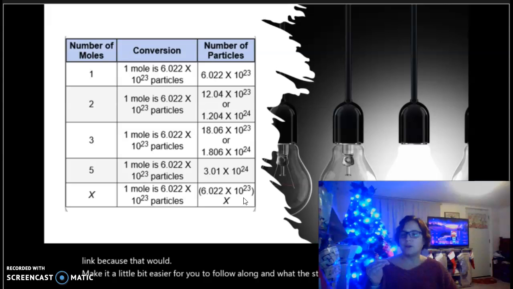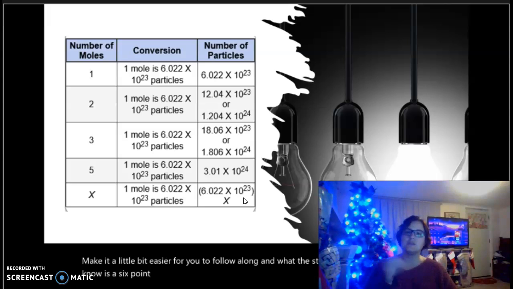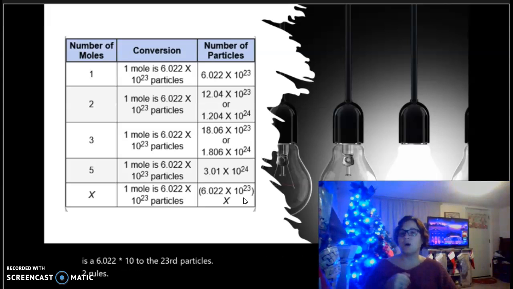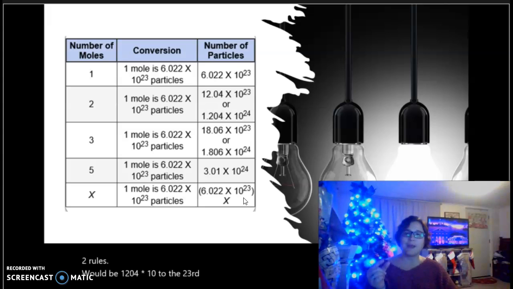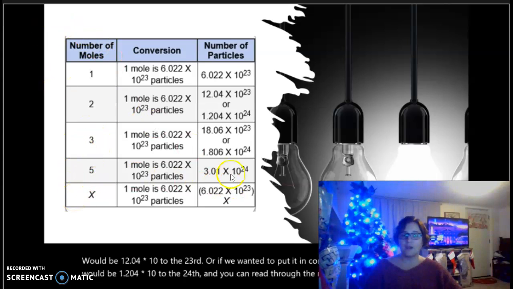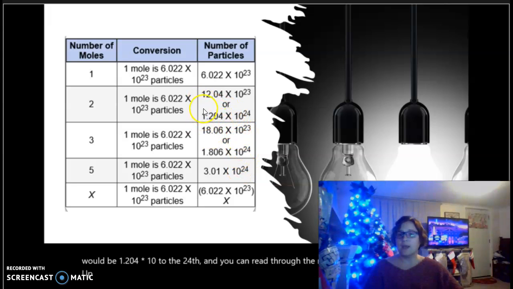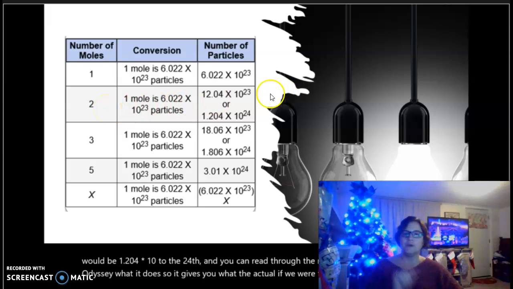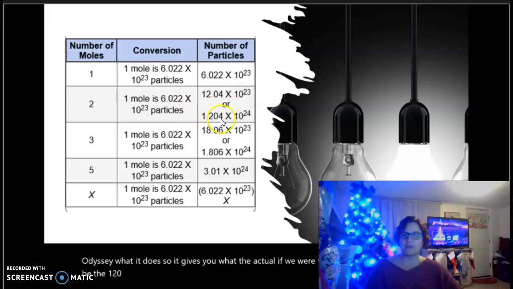So 1 mole, as we know, is the 6.022 times 10 to the 23rd particles. 2 moles would be 12.04 times 10 to the 23rd, or if we wanted to put it in correct scientific notation, it would be 1.204 times 10 to the 24th. And you can read through the rest of these to see what it does. So it gives you what the actual, if we were to do 2 times 6.022, would be the 12.04, but to put it back in correct scientific notation, it would be 1.204.